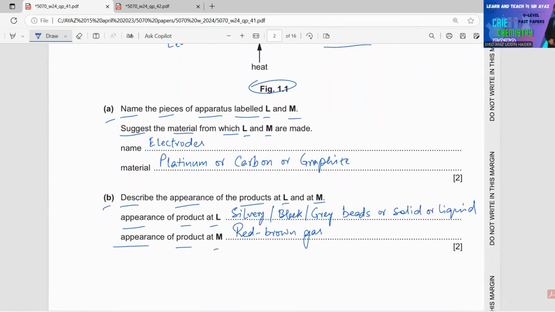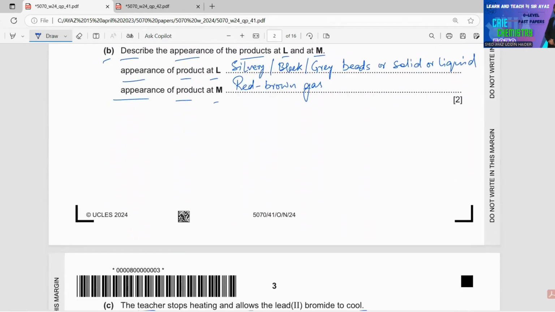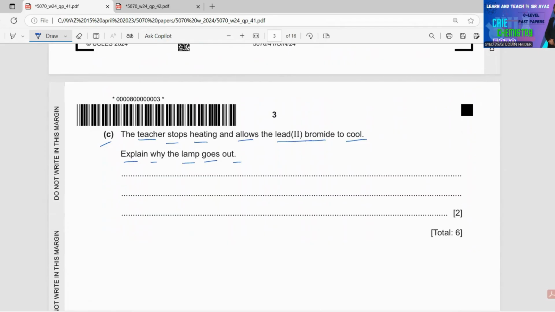So if you stop heating, what will happen? This solidifies the molten lead bromide, which means there won't be any current to flow. So we'll write: molten lead bromide solidifies. Current cannot flow in the solid.